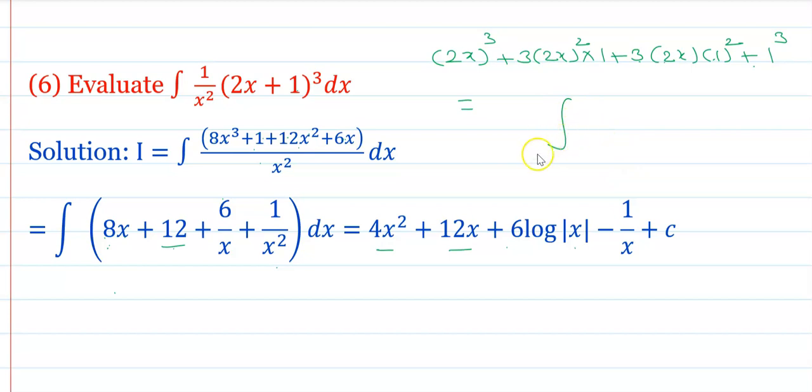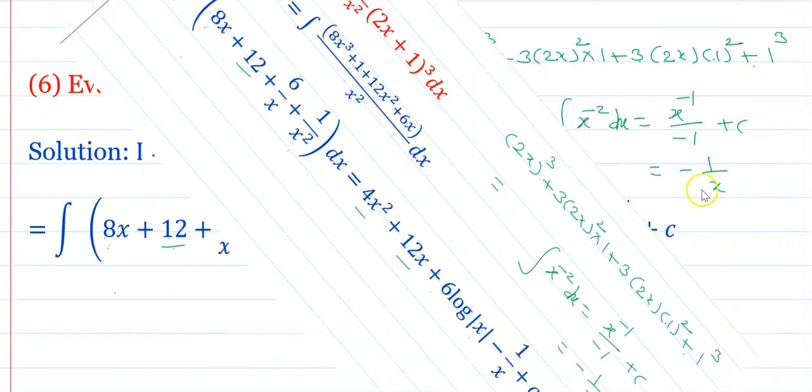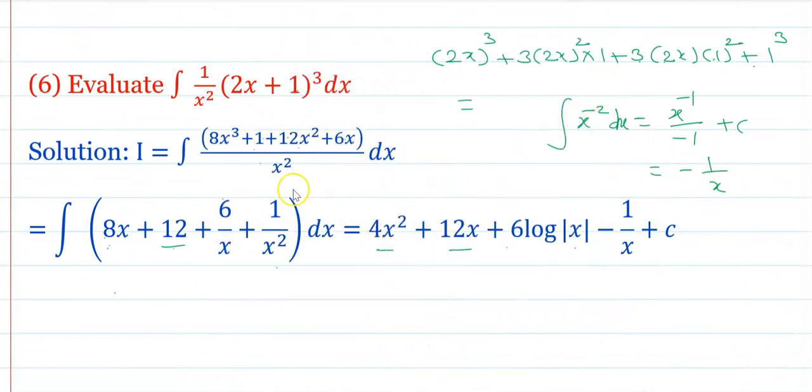How is the integral of 1 upon x square minus 1 upon x? Take this power to the numerator, x raised to minus 2 into dx. While finding the integral, we add 1 to the power: minus 2 plus 1, you are getting x raised to minus 1 upon minus 1 plus c. Again, here it is 1 upon x. Hence the integral of 1 upon x square is minus 1 upon x, plus c.